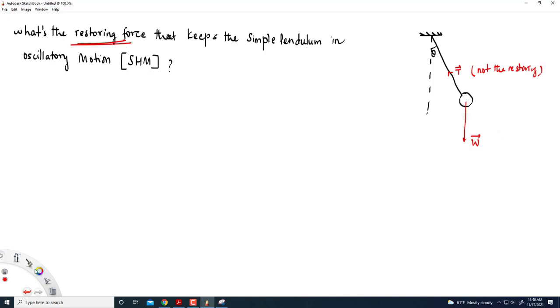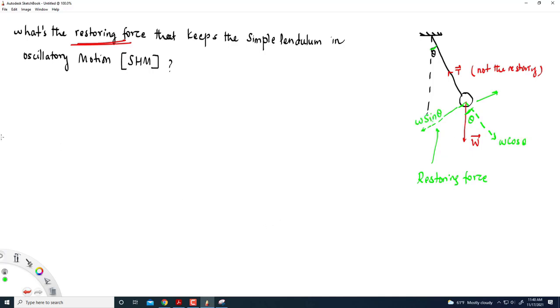So let's break this weight into two components. We have this component of the weight and this component. It seems like this component is the restoring force, because it's pointing opposite to the motion. This is moving that way, and the restoring force is opposite to that. So we want to find that. This angle is theta, so that would also be theta. So the component that is close to this theta would be W cosine, and this component would be W sine.